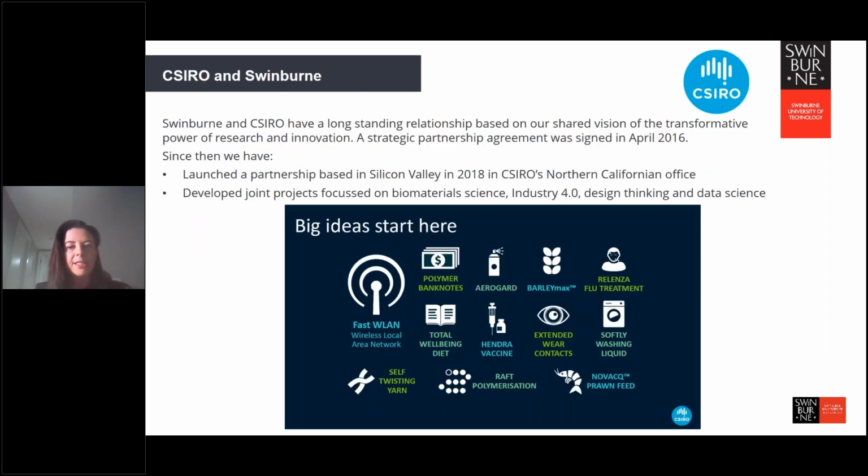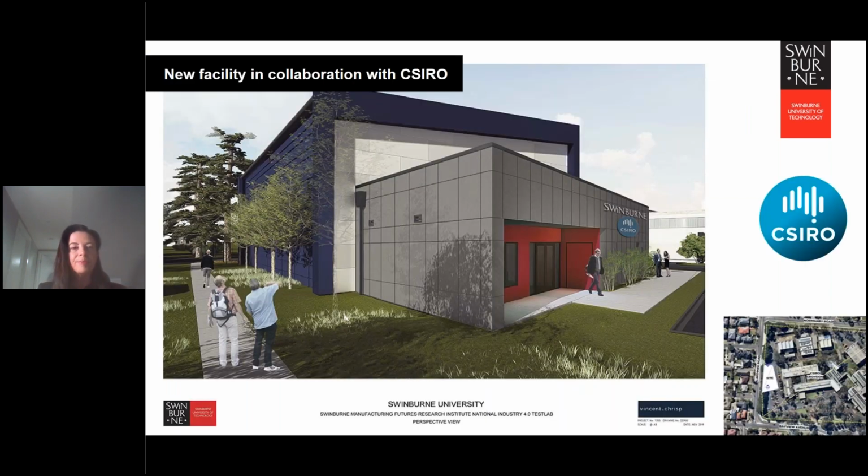We're really proud to have a very long-standing relationship with our National Science Agency, and this has come about in part because of the invention of the polymer banknote. So if you've travelled to Australia, you would have seen that we have plastic money, and that was a CSIRO invention, and one of the inventors is a professor at Swinburne. CSIRO is famous for inventing Wi-Fi. They've invented flu treatments, as well as a raft of other technologies, and we're really proud to be partnered with them on Industry 4.0 design thinking, data science and biomaterial science in particular. They give us enormous depth in our partnership. And they have supported the construction of this building.